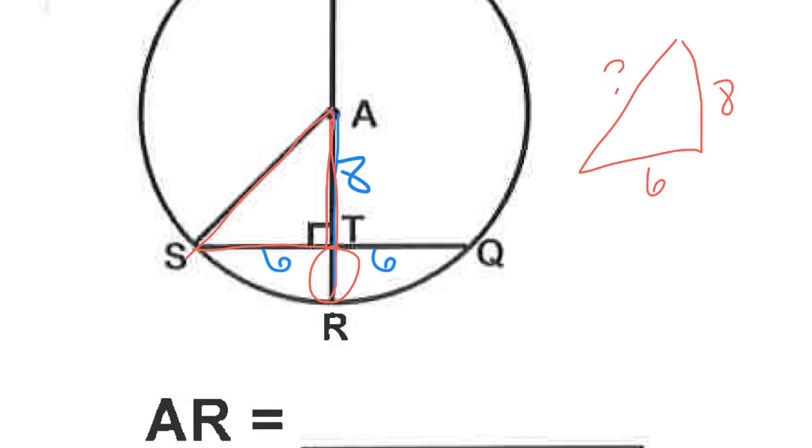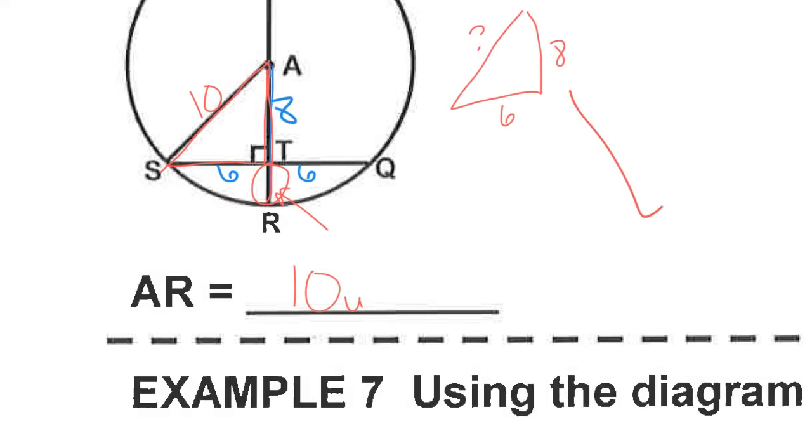So you should know that from Pythagorean triples. 6 squared plus 8 squared is 100. Square root of that is 10. So AR is 10 units. So it's a pretty easy one, but I could see where you might think to start there. So look for your right triangles.